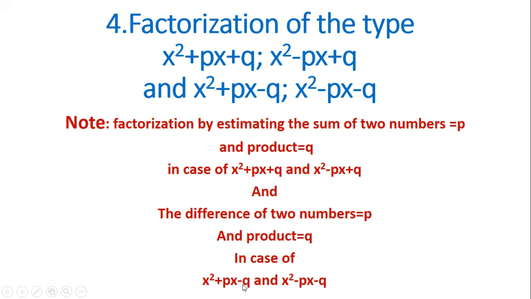In this case, you have to see x square plus px minus q and x square minus px minus q is written. So at the last, if there is minus, you have to remember the difference of the two numbers should come p. If you see the last sign is plus, then you have to remember the sum of the two numbers should come p. So I repeat, the sum of the two numbers should come p if the last sign is plus. Whatever the front sign, you don't care. If the last sign is minus, then the difference of the two numbers should come p and their product should come q. This will be more clear when you see the example.